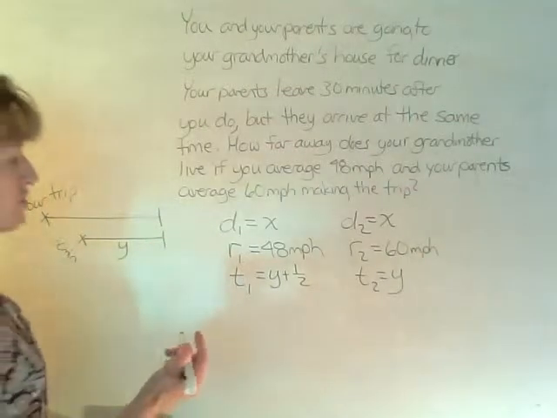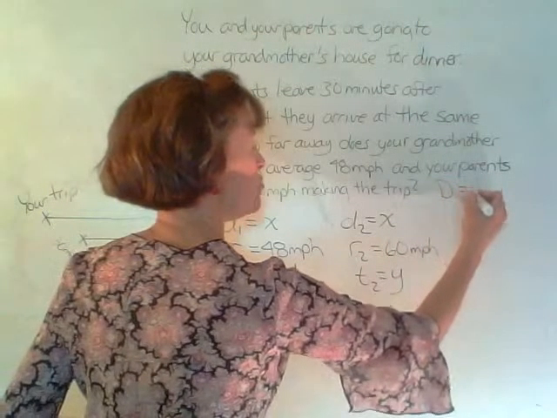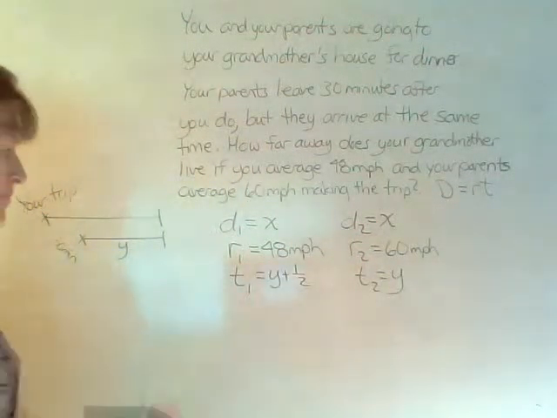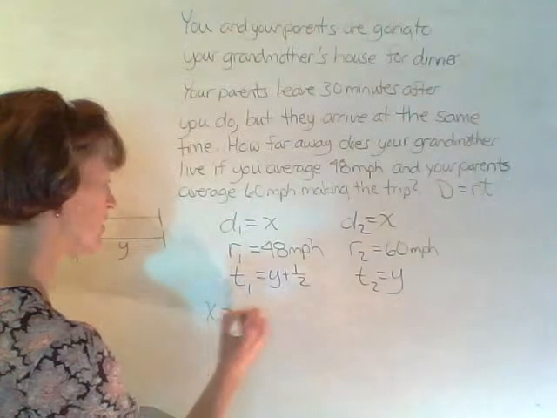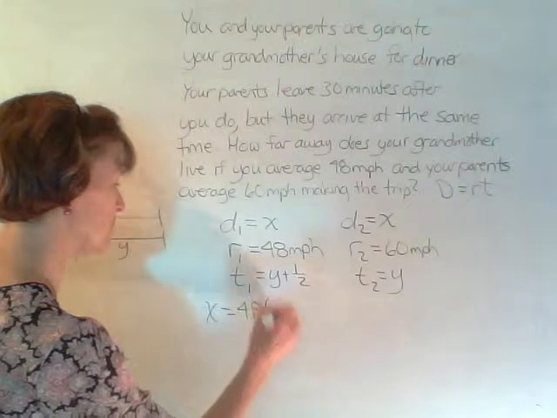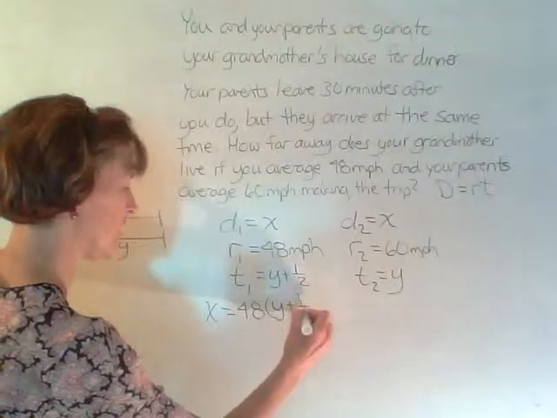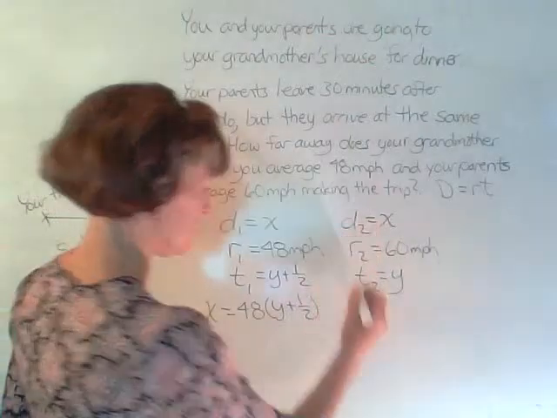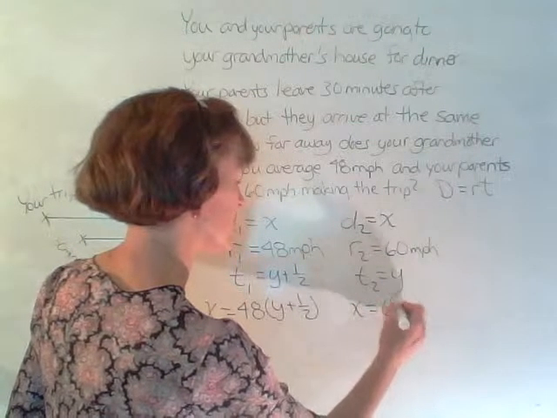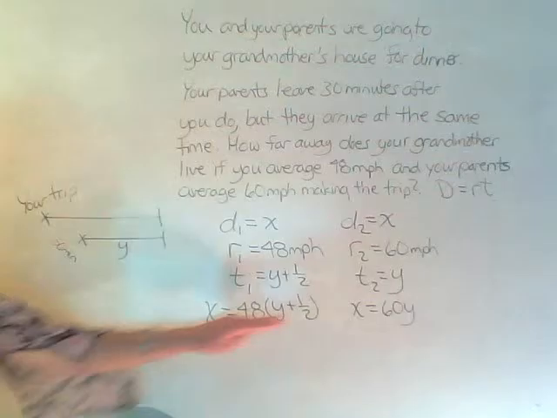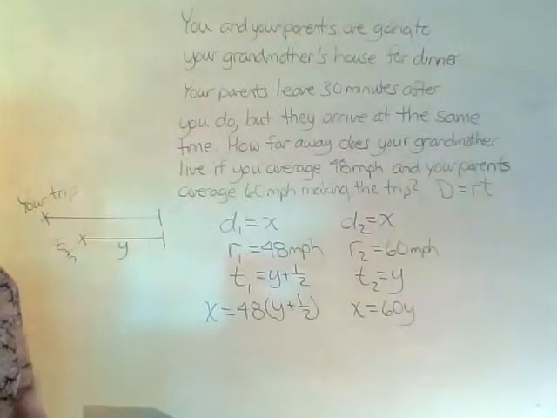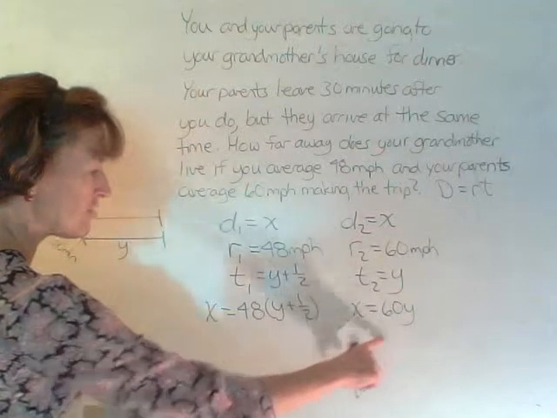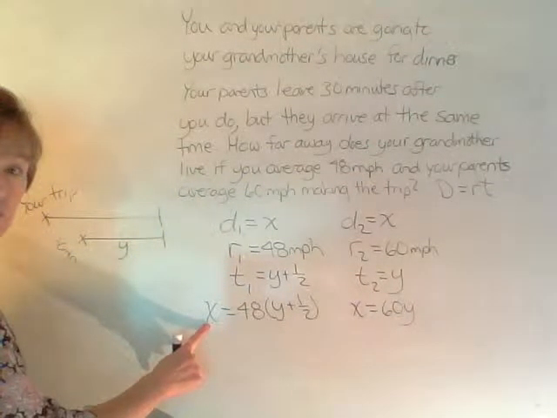Now, all I have to do is write my distance equals rate times time equation for both trips. This distance, x, equals 48 times the time, y plus 1/2. I need to put that in parentheses so that the math comes out right. And this distance, x, equals 60y. So I have my two equations in two unknowns, therefore I need to put them together using substitution. Since x equals 60y, we'll just substitute that 60y over here into this equation.